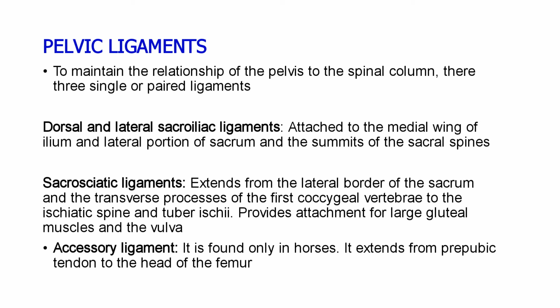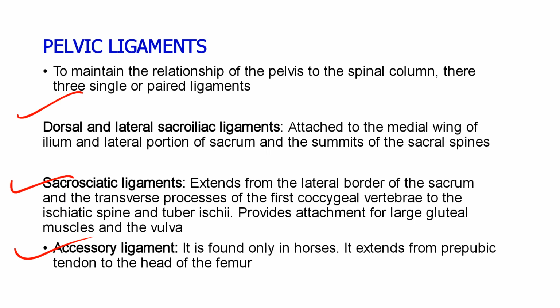Pelvic ligaments. Dorsal and lateral sacroiliac ligaments, sacrosciatic ligament, accessory ligament. These are three ligaments, as you can feel here. Extends from the lateral border of the sacrum and transverse process of the first coccygeal vertebrae to the ischial spine and tuber ischii. Provides attachment for large gluteal muscles and the vulva. Sacrosciatic ligament. This man is palpating sacrosciatic ligament.